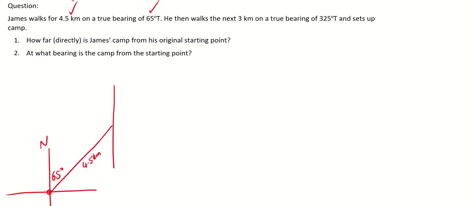So I'll draw another compass rose. And I'm going 325, so that's 35 degrees away from 360, and it's going for 3 kilometers till it gets to the place where he sets up camp. Okay, so I've used all this information. Question 1 asks me to find this distance.